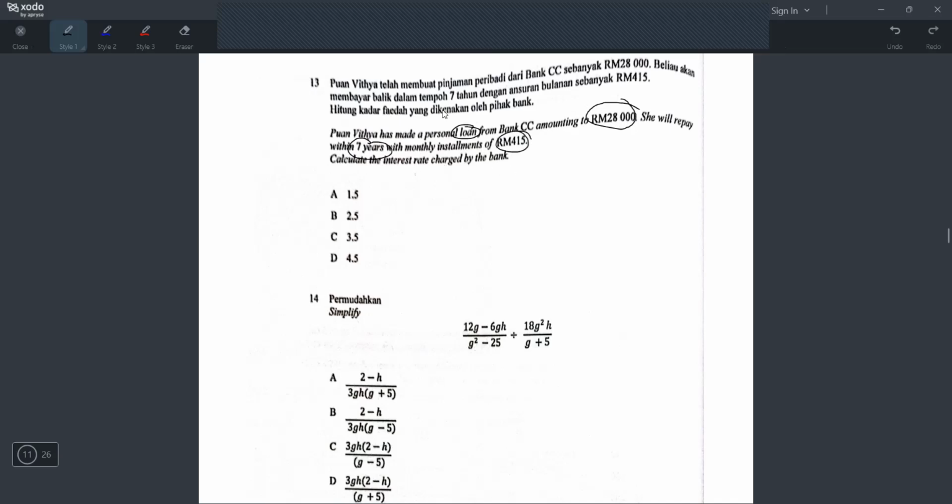Calculate the interest rate charged by the bank. Which formula will you use? The simple interest formula, P plus PRT. Okay, this formula is to calculate how much you have to pay back the bank, right?